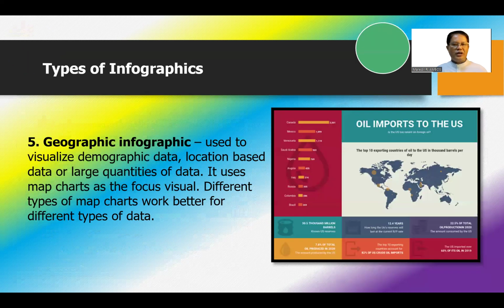The fifth one is the geographic infographic, from the word geography. It is used to visualize demographic data, location-based data, or large quantities of data, and it uses map charts as the focus visual. Different types of map charts work better for different types of data, so it depends on the data that we are going to generate when we have the map charts.